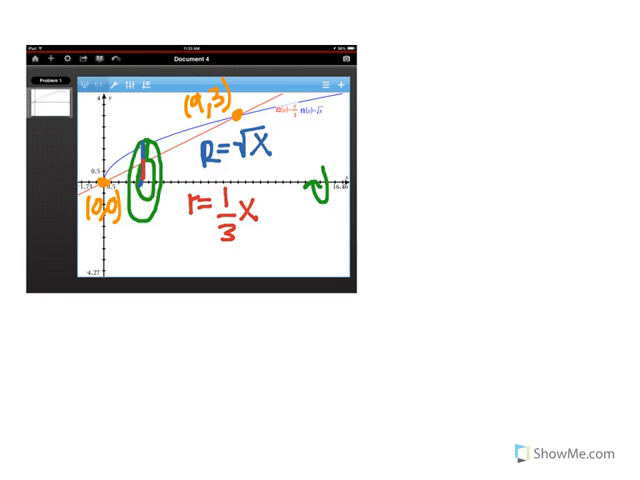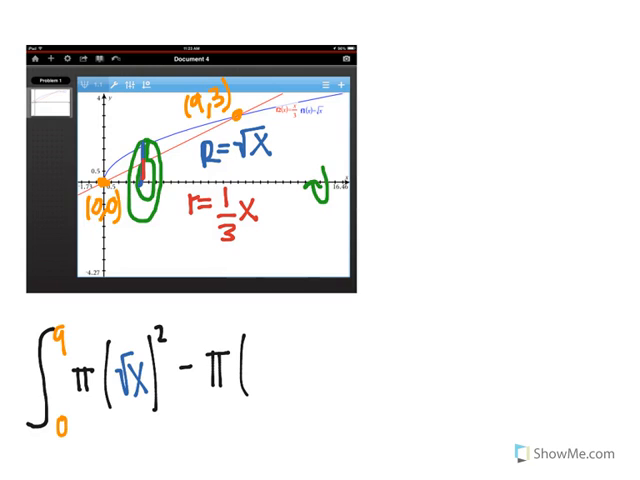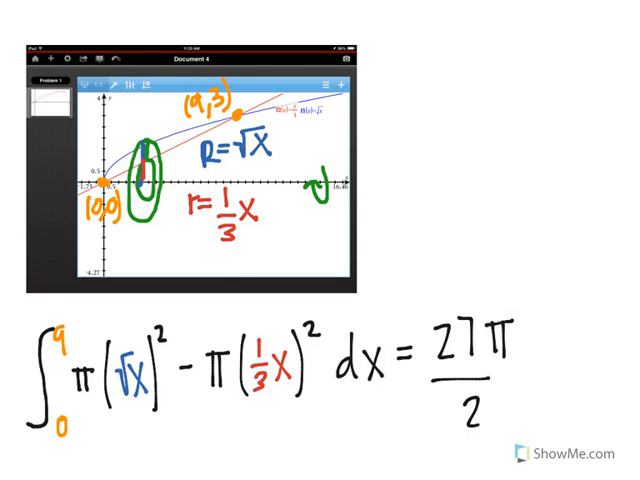So now let's use our equation for vertical rectangles. Integral from 0 to 9, because we're using the x-coordinates, of pi big R squared, which is square root of x squared, minus pi times little r, which is 1/3 x, squared, dx, equals 27 pi over 2.